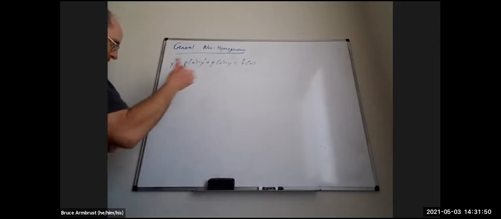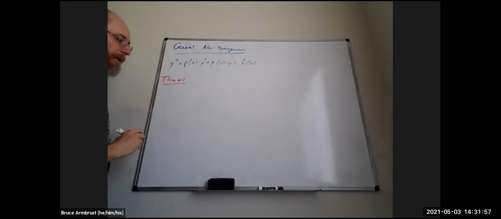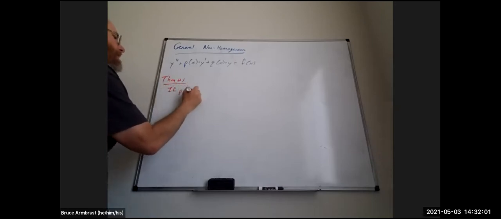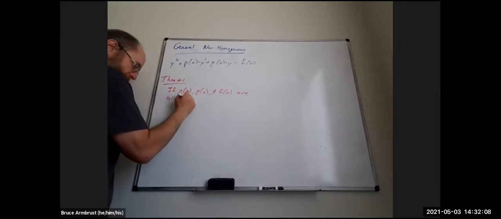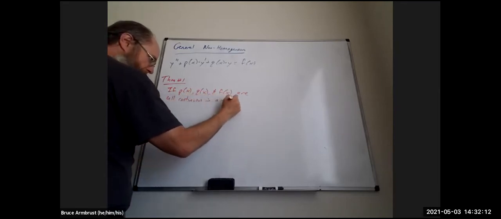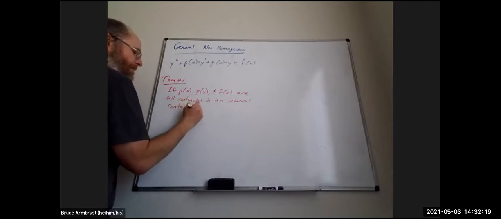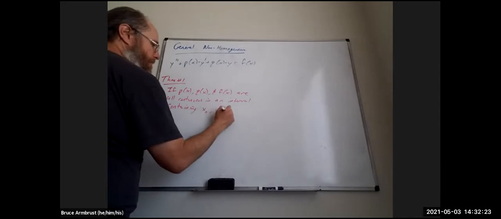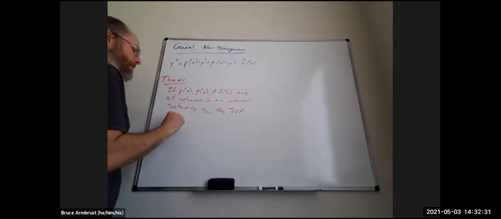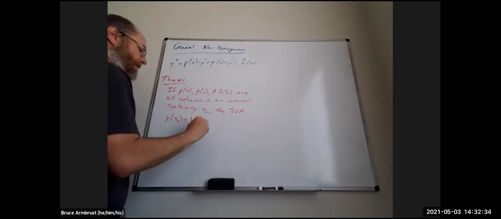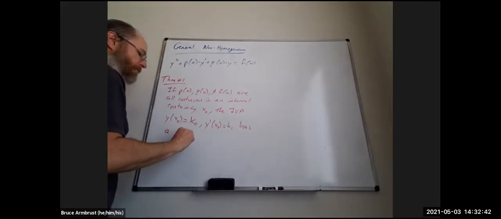All right, well, here's your first theorem. It's going to be theorem number 1. And what it says is that if p, q, and f are all continuous in an interval containing, let's call it x naught, then the initial value problem with y of x naught equals k naught and y prime of x naught equals k1 has a unique solution.